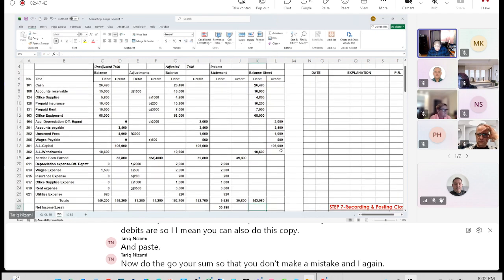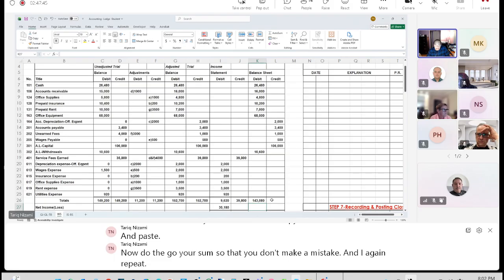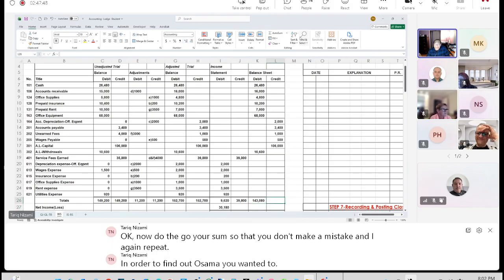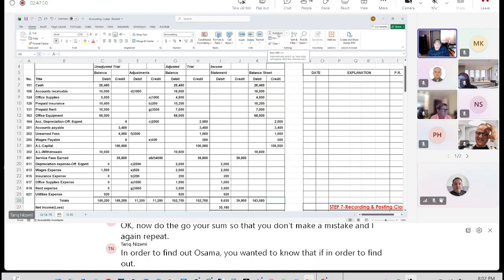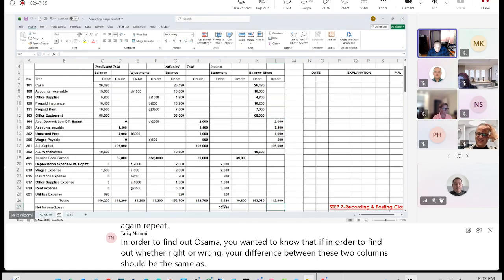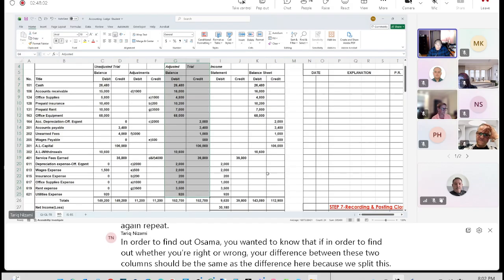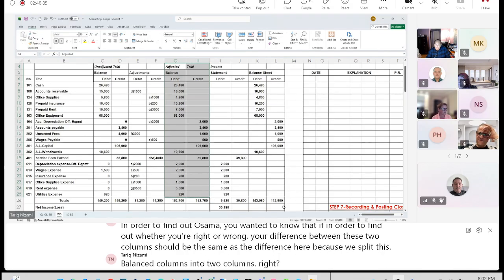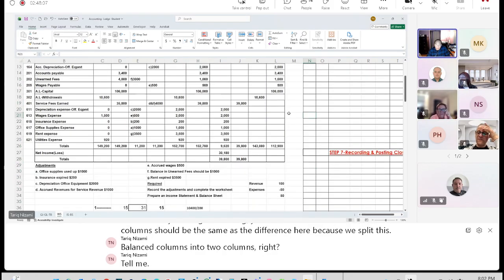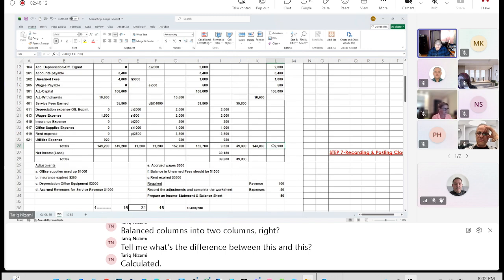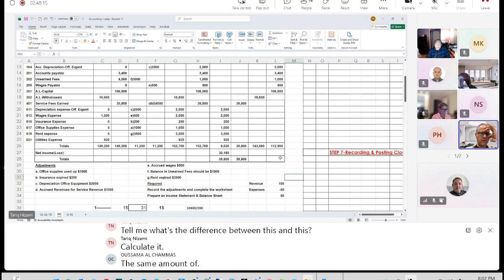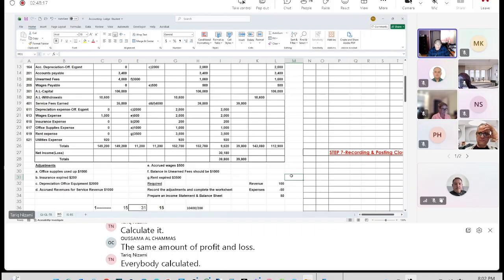And I again repeat, Osama, you wanted to know, in order to find out whether you're right or wrong, your difference between these two columns should be the same as the difference here, because we split this balance columns into two columns, right? Tell me what's the difference between this and this. Calculate it. The same amount of profit and loss. Everybody calculate it and then tell me.